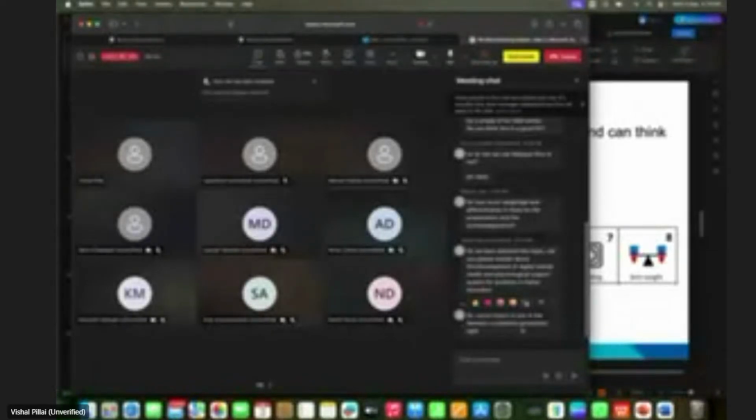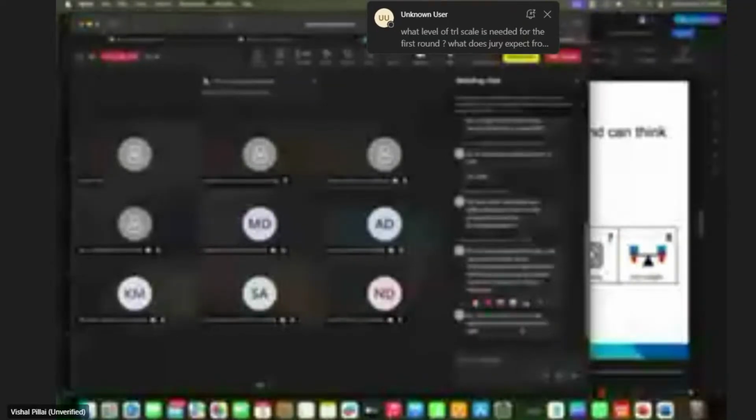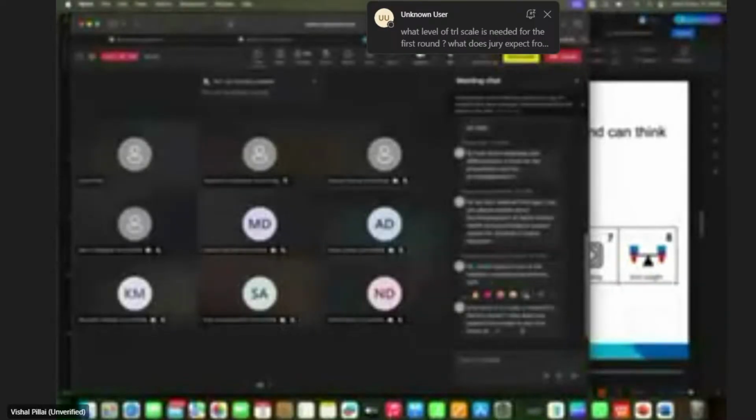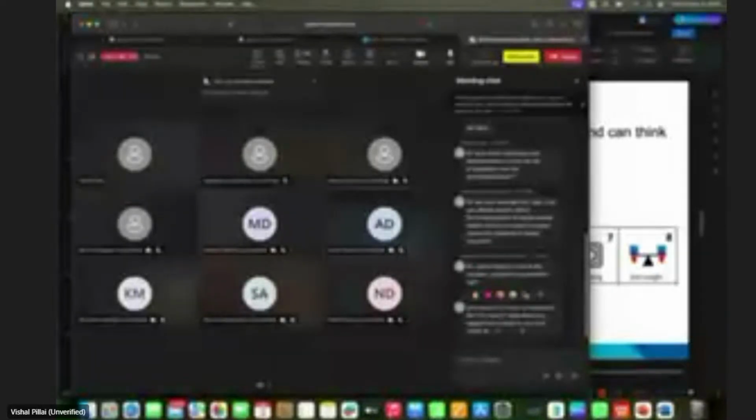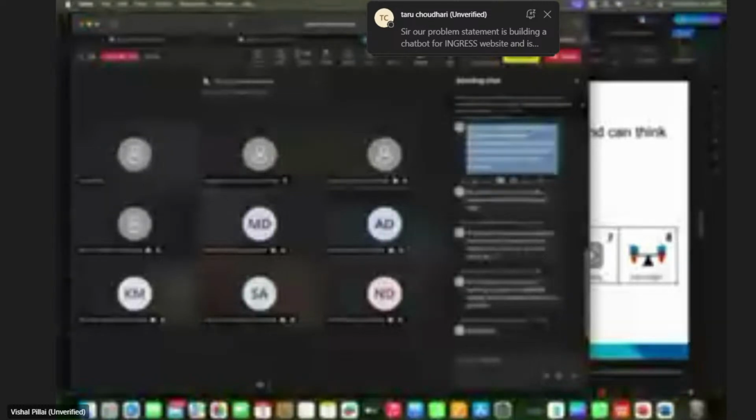That is correct. When you select a topic, please explain about this: development of digital mental health and psychological support system for students in higher education. I think Anjani Shah has written this. So no, please, I will tell you that. See, what is the output that you will be showing?